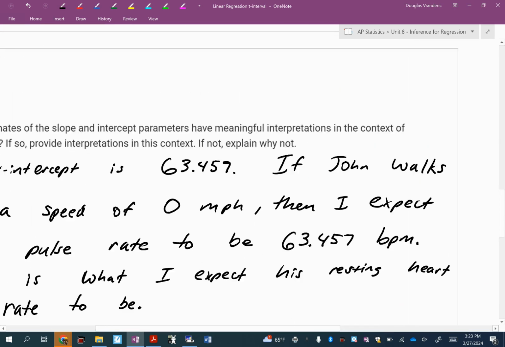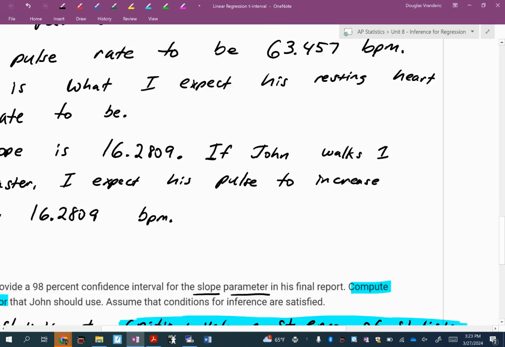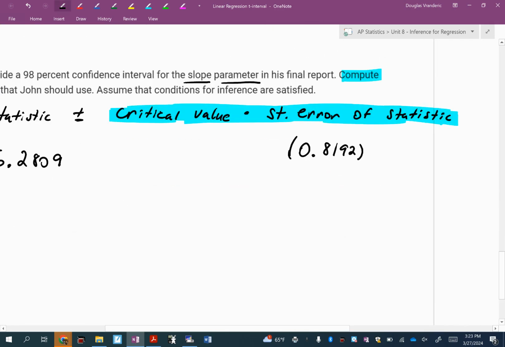0.8192? Oh, that's a parenthesis. Yeah, it's a parentheses. 0.8192. Is that a bad parentheses? Let me try again. Is that better? It feels like that's the same, but that's okay.